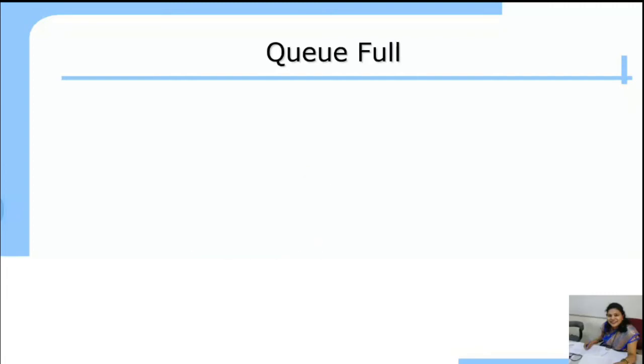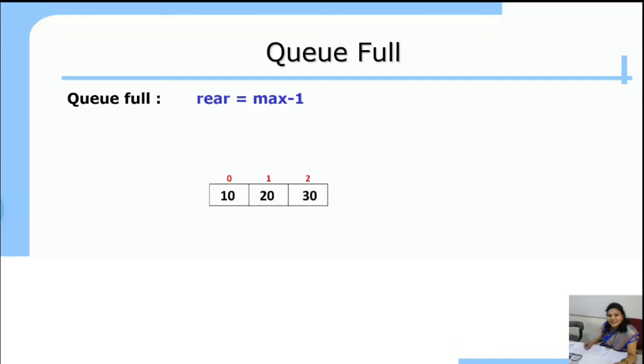Next condition is queue full. The queue full condition is rear is equal to max - 1, where max is the size of the queue. So this is a queue of size 3. Front points to the 0th index position and rear points to the last, that is max - 1. Since the size is 3, 3 minus 1 is 2. So rear is equal to 2. This is the queue full condition: rear is at the last position.